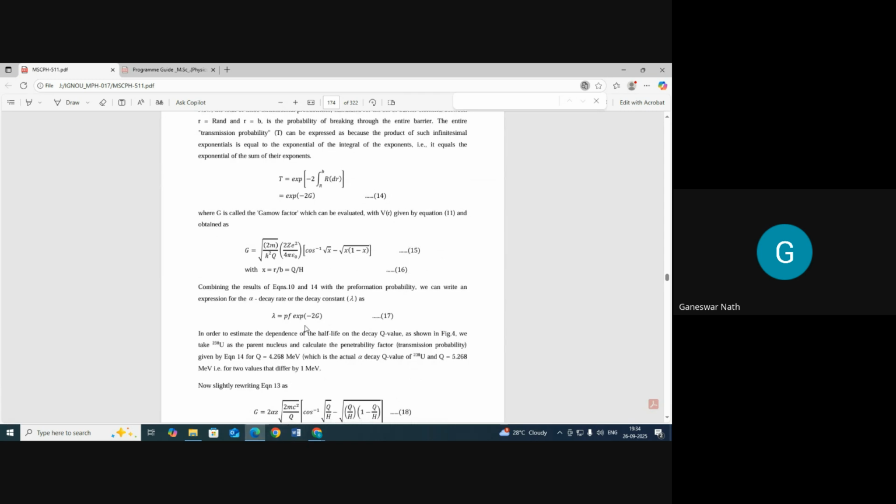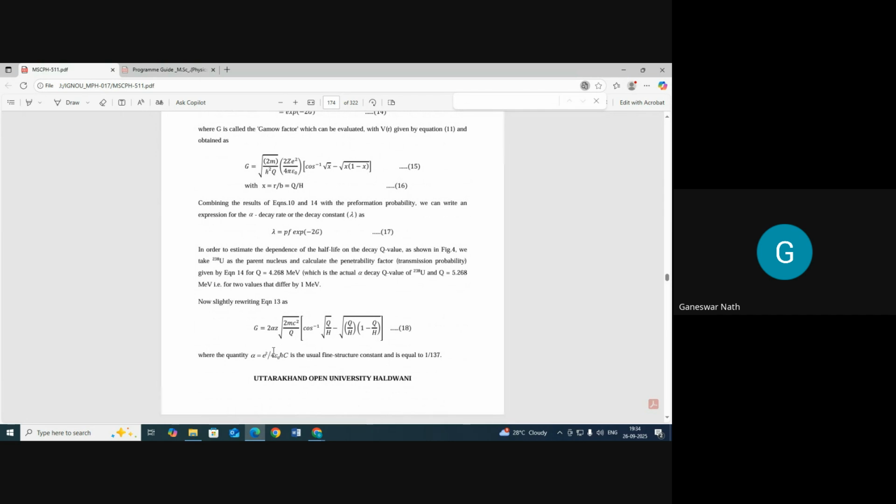Okay. So now coming to the combining part, with equations 10 to 14 we can find the penetration probability. We can write an expression for the alpha decay constant: lambda alpha is equal to P f e to the power minus 2G. And in order to estimate the dependence of the half-life on the decay Q value, we take U-238, uranium 238, as the parent nucleus, and you can calculate the penetrability factor given by equation 14 here. This is called the penetration or tunneling factor, and this is the simple Gamow factor, which can be modified with this.